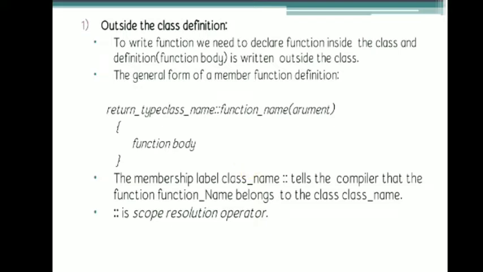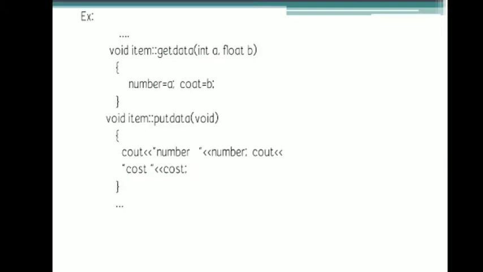Here this double colon symbol tells the compiler that this function belongs to this class, and has this definition. So this double colon says to the compiler that the function name belongs to the class name, and this double colon symbol we call the scope resolution operator. So let us see an example for this outside definition.